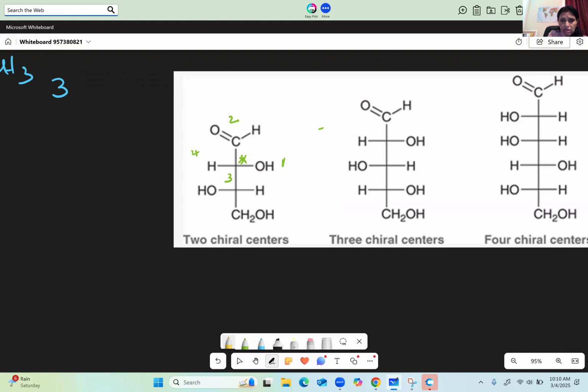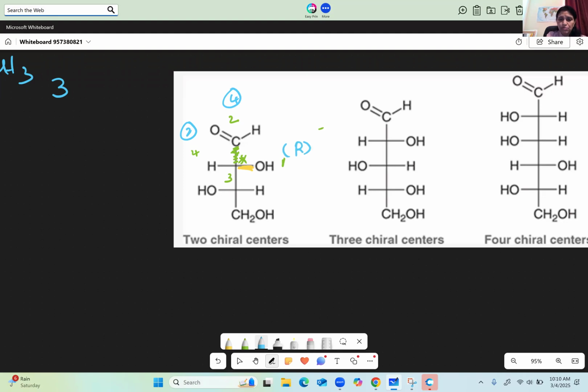So now again, like we did before, I'm going to make this a dash and the other way around. I'm going to make the OH a wedge and the CHO a dash. So now I still need to flip. I'm going to put my 4 here, 2 here. So 1, 2, 3. So it is going in the anti-clockwise direction after the flip. So it's S after the flip, or original.